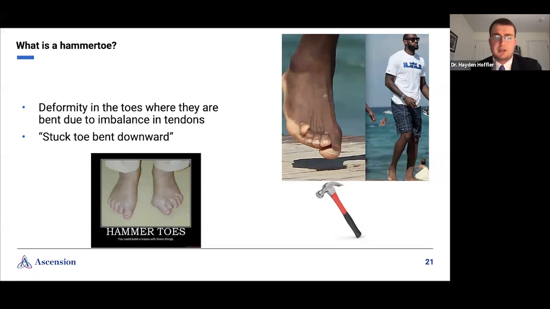So you can see the picture on the left. There's probably hammer toes of 2 through 5 on both feet, I would say. You definitely can build a house with those things. And top right, you can see LeBron James, probably the most famous basketball player, if not one of the most famous athletes in the world. That's a picture of his live feet. Yes, he does have hammer toes.